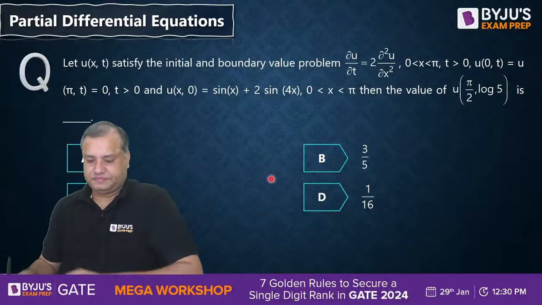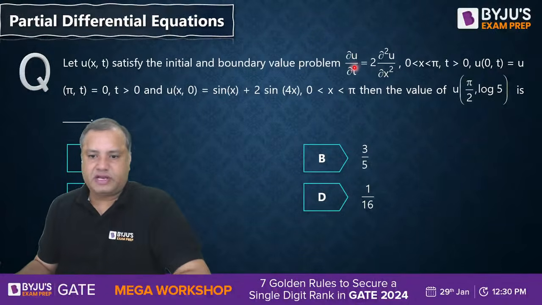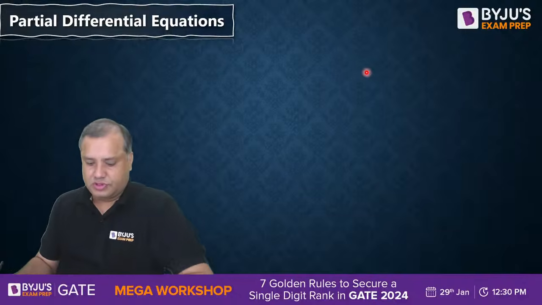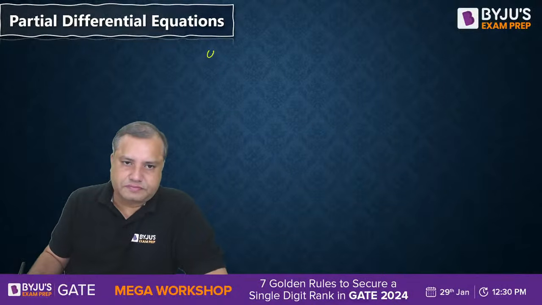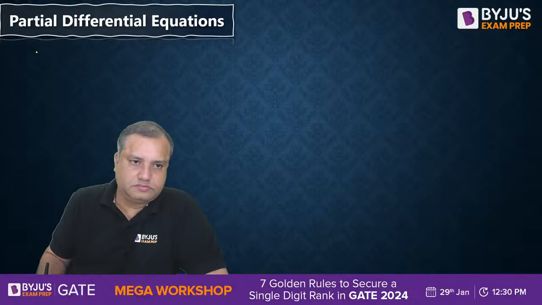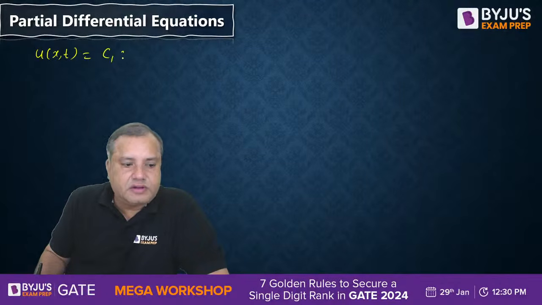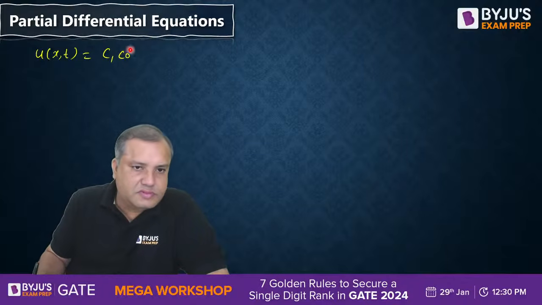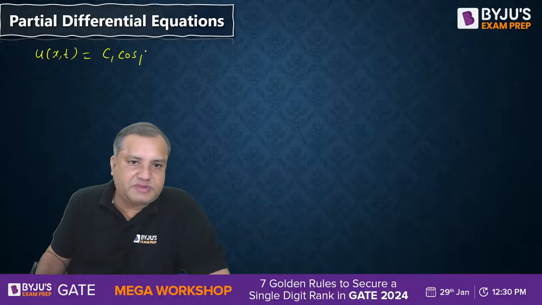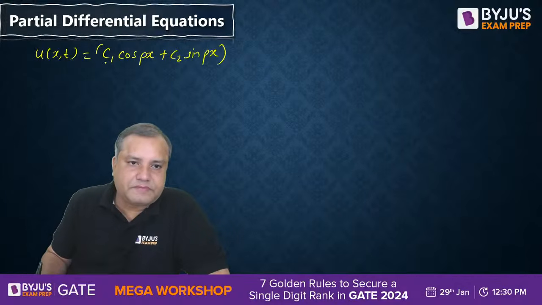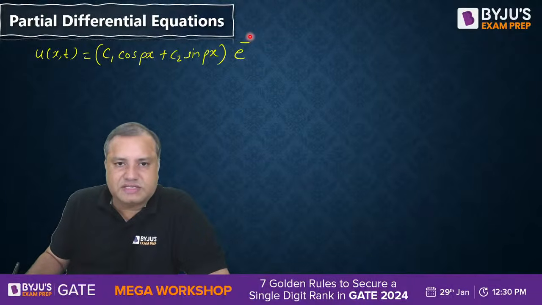What about this one? We will solve it a little bit quickly. See, here c square is 2. So I am writing the general solution. C1 cos px plus C2 sin px and e to the power minus c square p square t. C square is 2, so p square t. This is my equation 1.